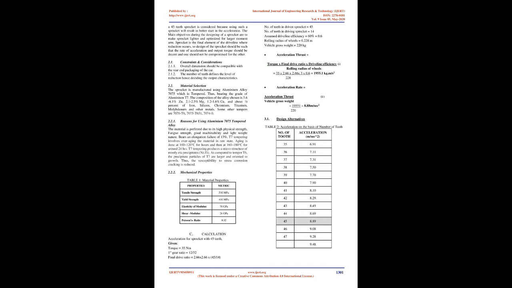The sprocket needs to provide high acceleration to the vehicle along with the maximum torque it can. The utmost optimization in the sprocket needs to be done so as to obtain maximum acceleration and higher rotations per minute (RPM) of the wheel, thus providing higher speed to the car built. B. Literature Survey. 2.1 Constraints and Considerations. 2.1.1 Overall dimensions should be compatible with the rear end packaging of the car. 2.1.2 The number of teeth defines the level of reduction, hence deciding the output characteristics.